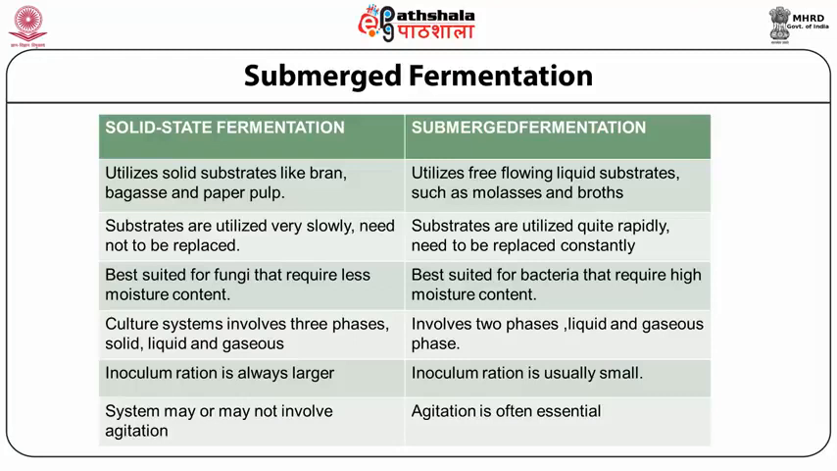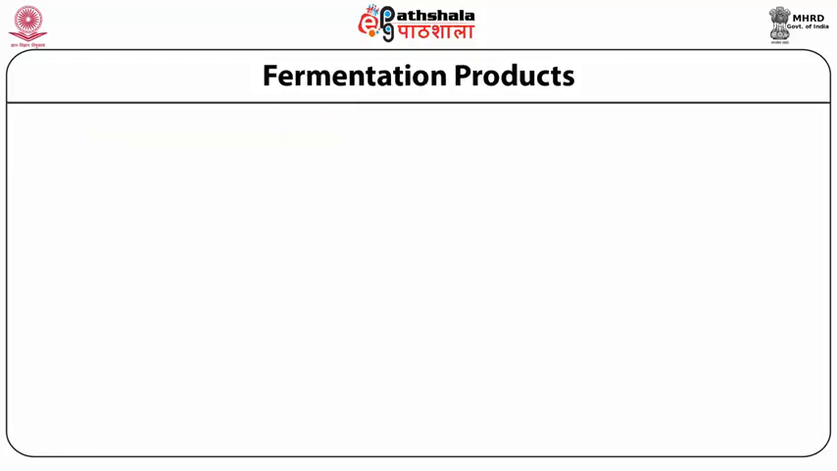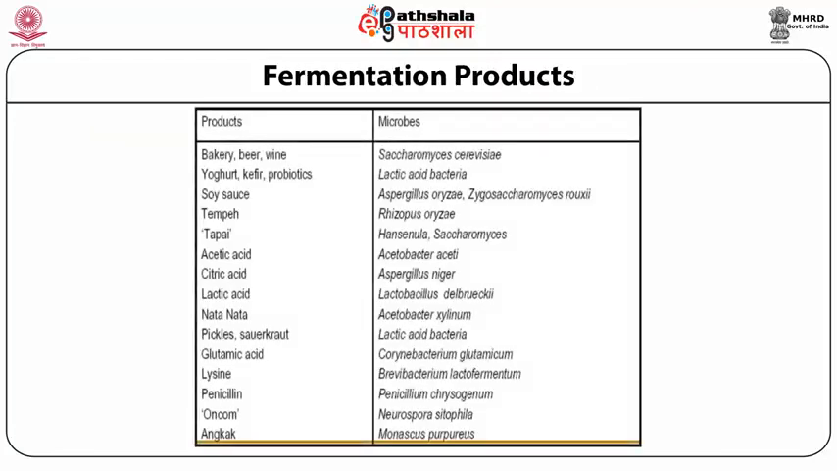The culture system involves three phases: solid, liquid and gas in the case of solid state fermentation. In the case of submerged fermentation, there are only two phases, liquid and gas. Inoculation ratio is always higher in solid state fermentation, while in SMF the inoculation ratio is usually small. In this figure, you can see the fermentation products being produced using the fermentation process and the organisms involved in the production of these products.